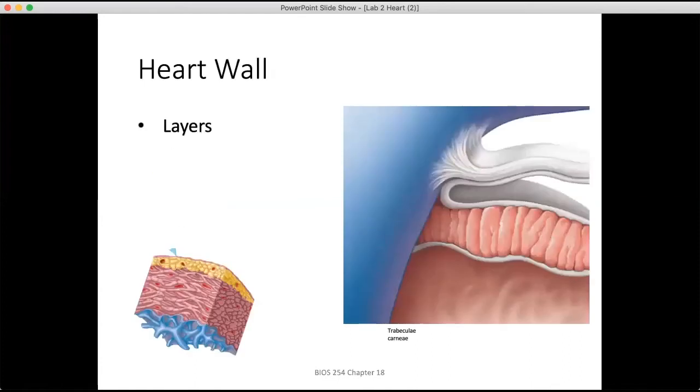The heart wall consists of three layers. The superficial or outer layer is called the epicardium and is highlighted in green. The epicardium is the same as the visceral pericardium when it is clinging to the surface of the heart.